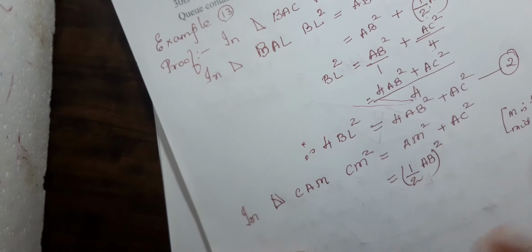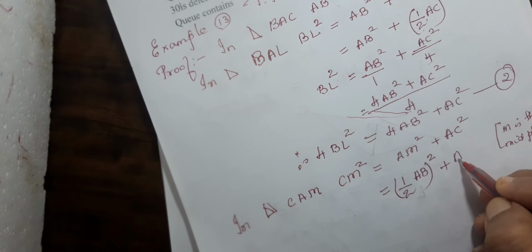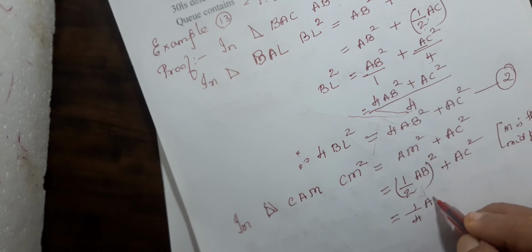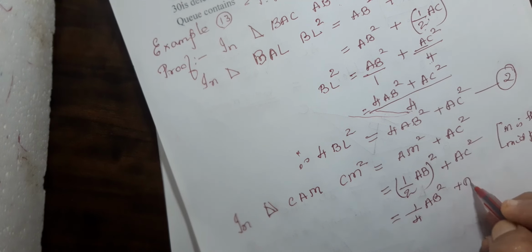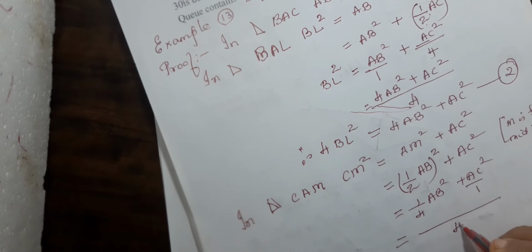Now AC, I don't want to write in any other manner. I will write AC only. So half AB the whole squared plus AC squared I will write as it is. Now here I get again, just like that previous one, 1 by 4 AB squared plus AC squared. Again I will take LCM here also. So 4 is the LCM.